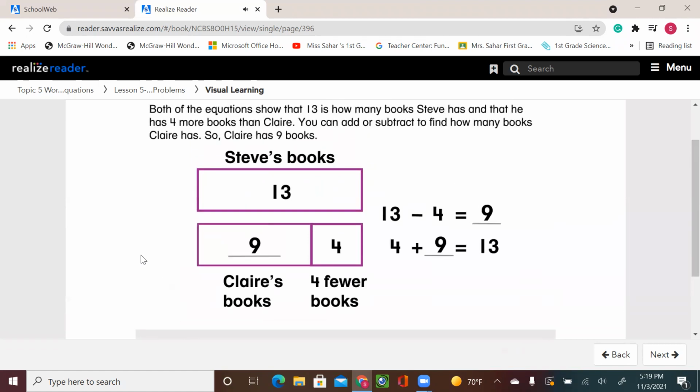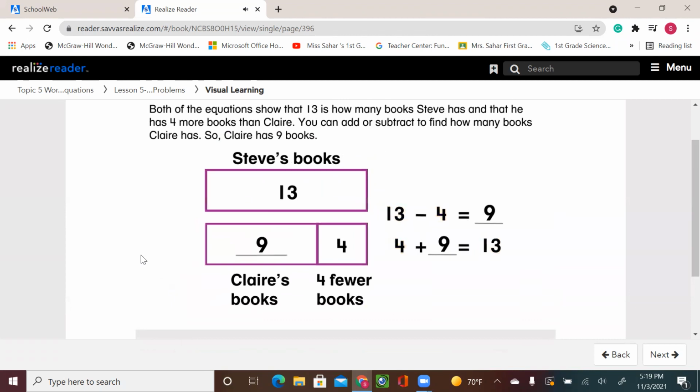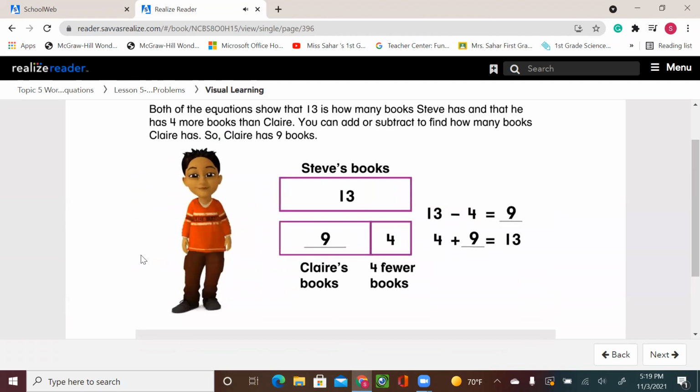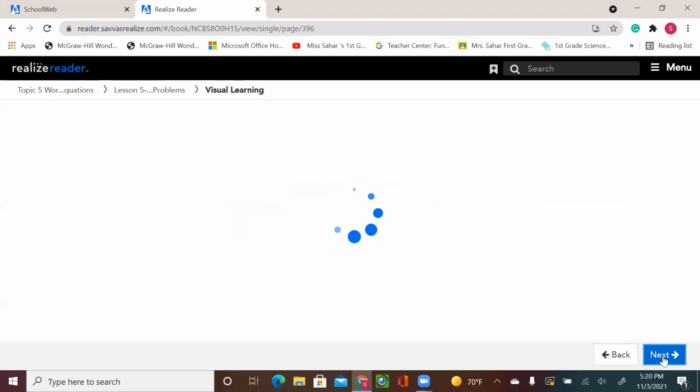Both of the equations show that 13 is how many books Steve has, and that he has 4 more books than Claire. You can add or subtract to find how many books Claire has. So, Claire has 9 books. All right, so let's see our guided practice, page 234.